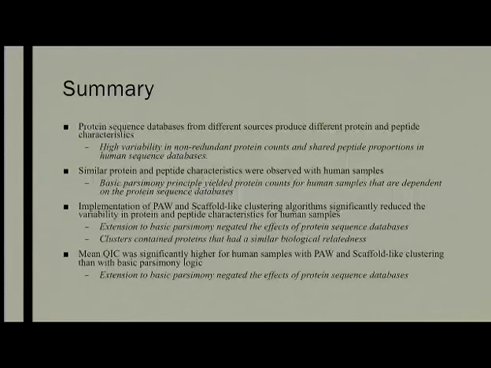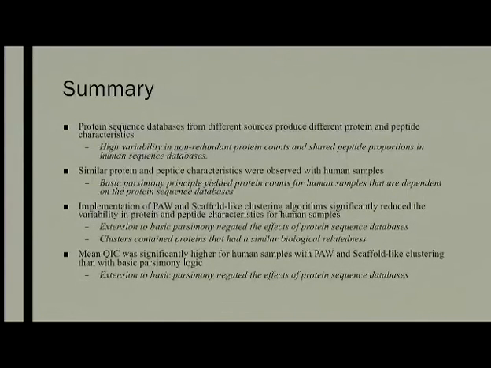So again, in summary, the protein sequence databases from different sources produced different protein and peptide characteristics. We found that there is a high variability in the non-redundant protein counts and shared peptide proportions in human sequence databases. And we also found similar protein and peptide characteristics in human samples. When we implemented the protein inference with the basic parsimony logic, we found that it yielded protein counts for human samples that are actually dependent on the protein sequence databases. However, when we implemented the extended parsimony clustering in the form of PAW and Scaffold-link algorithms, it significantly reduced the variability in the protein and peptide characteristics in human samples. And also, the extended parsimony clustering has negated the effects of protein sequence databases.